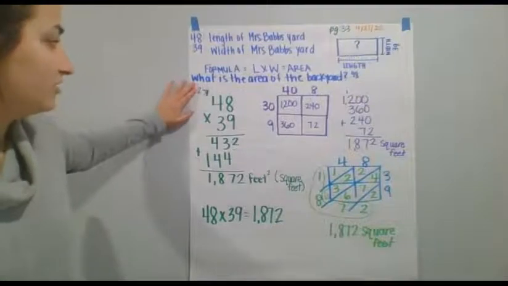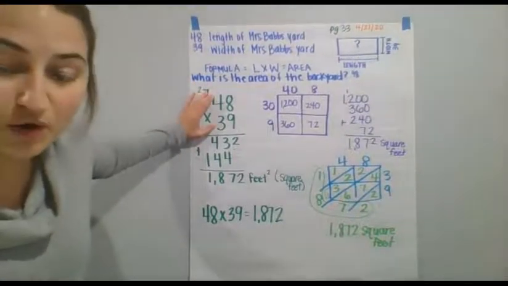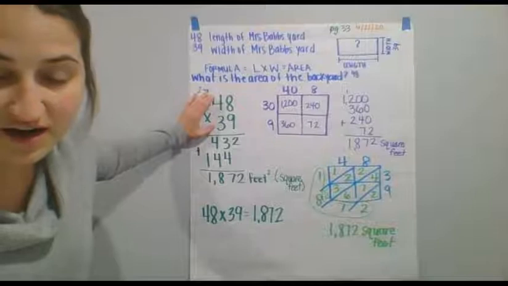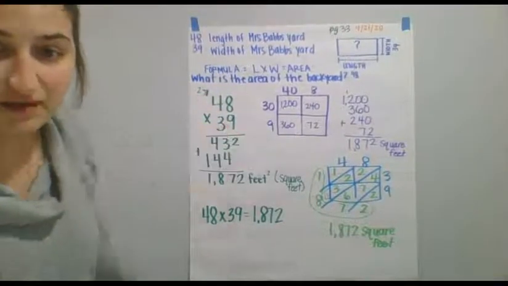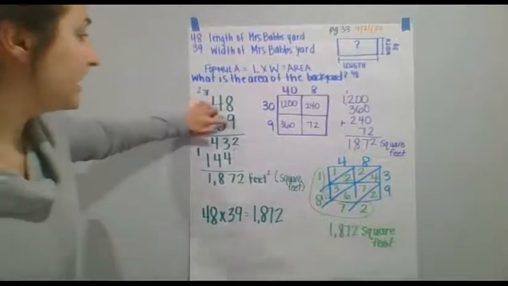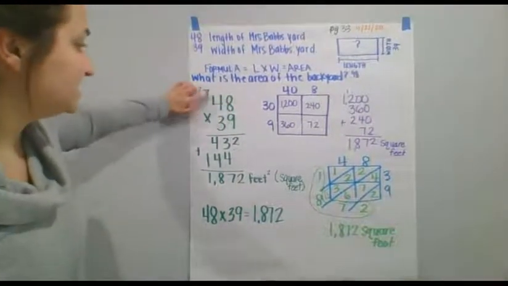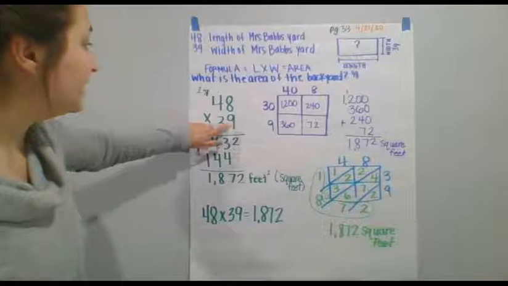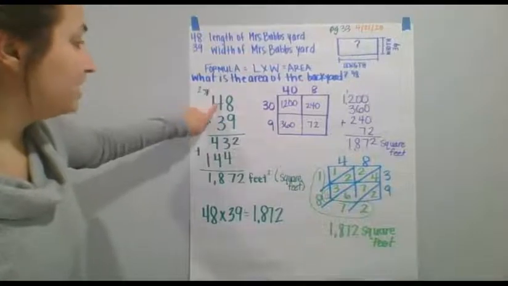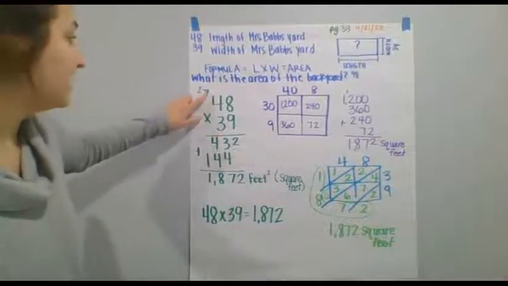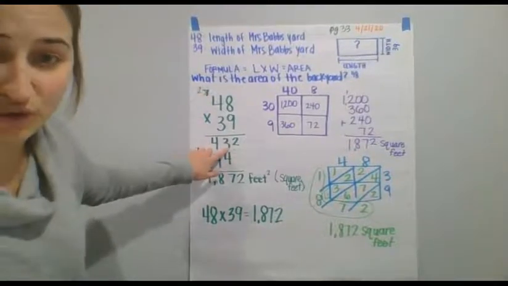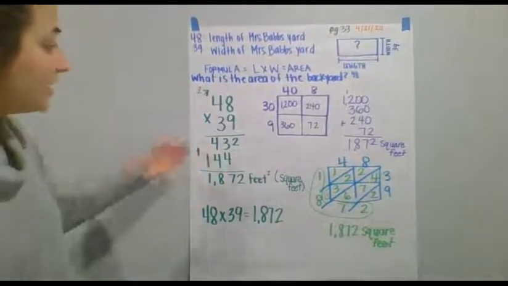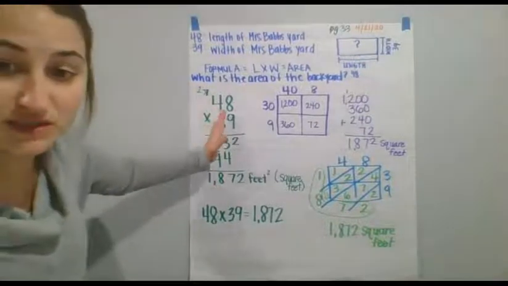And the standard algorithm, you're going to be stacking both factors right on top of each other and then multiplying your top number and your bottom number together. Starting with 9 times 8, which gives us 72. 9 times 4, which is 36. Then we're going to add that 7, which gives us 43. So now we're going to go to the tens place with this 3.